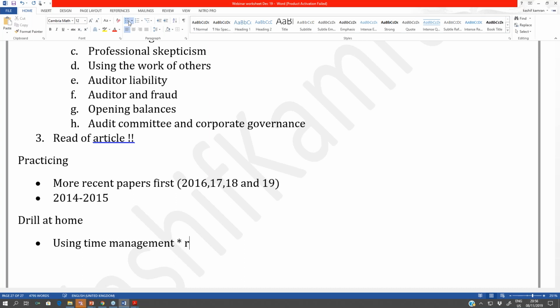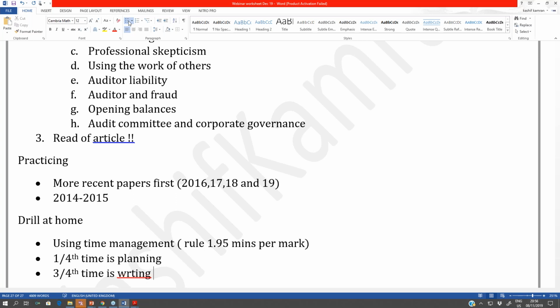Now, you should also drill at home, but drill at home using time management. Follow the rule of time management, the rule which has been taught to you, the rule of 1.95 minutes per mark, and the rule of 1/4 time is planning and 3/4 time is writing. At least do this at home. That's the only way you will learn this for exam hall. You cannot just directly apply this on the day of exam. But if you're prepared for it, you have done it at home, then automatically this becomes doable in the exam hall. But if you expect I'll do it for the first time in the exam hall, that's very difficult.